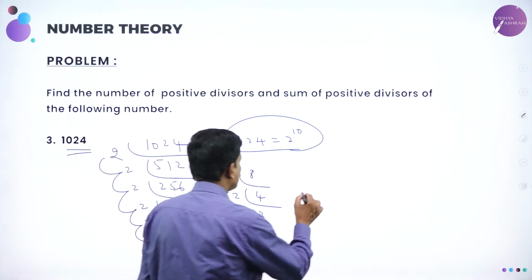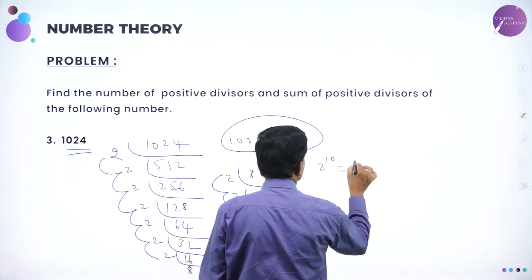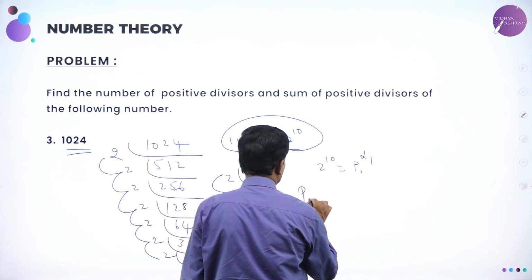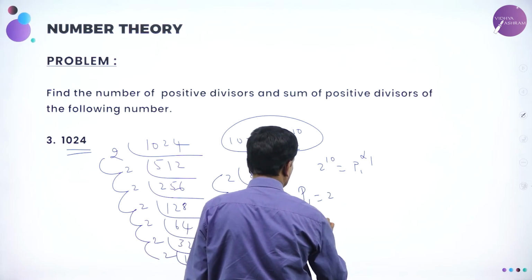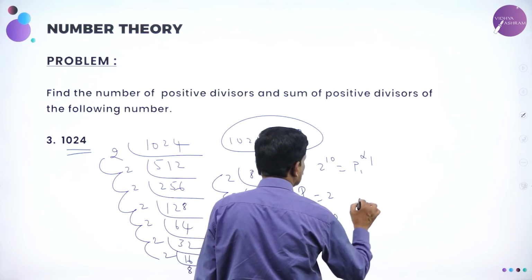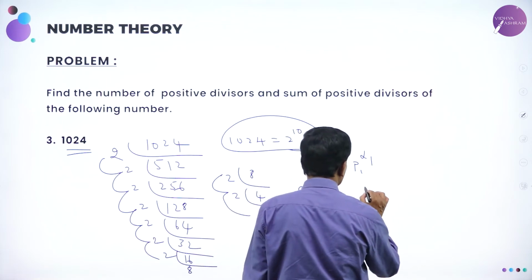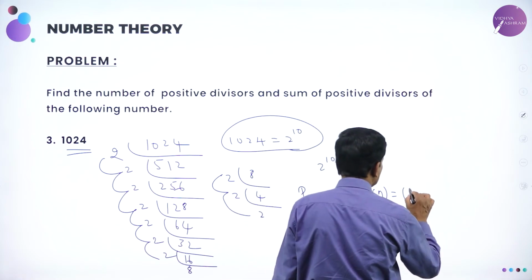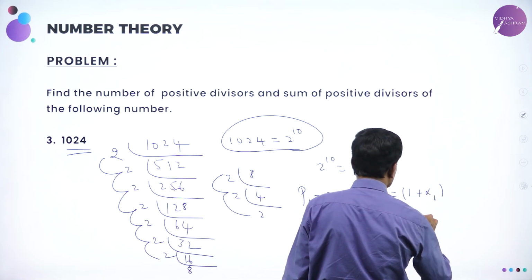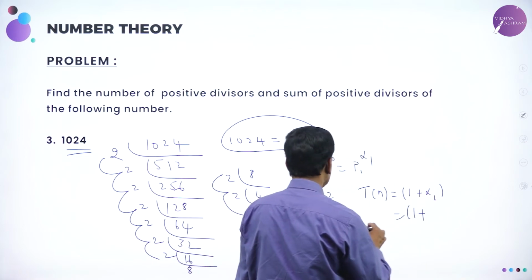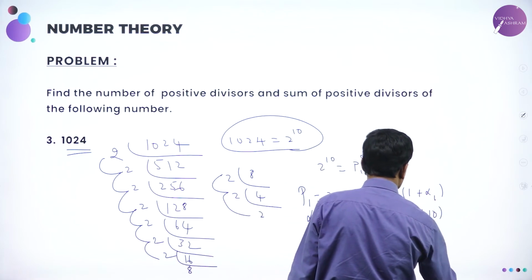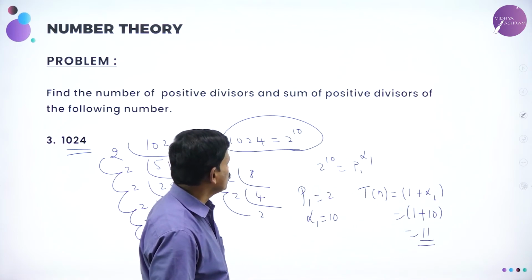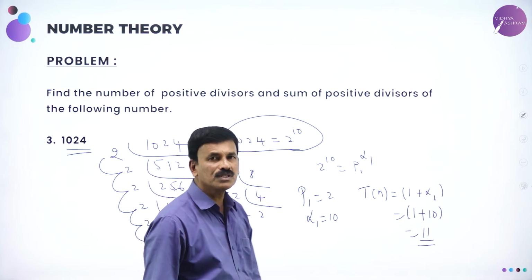Now this, 2 to the power of 10, is nothing but P1 to the power of alpha 1. So here P1 is equal to 2 and alpha 1 is equal to 10. The total number of positive divisors, T of n, is equal to 1 plus alpha 1. Alpha 1 is 10, so 11 divisors are there. So the number of positive divisors of 1024 is 11.